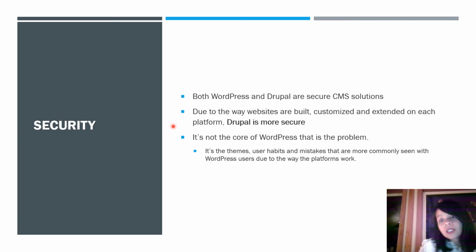Right, so I mentioned security. Both WordPress and Drupal are secure CMS solutions. I mentioned that Drupal is more secure than WordPress. That is true, but it doesn't mean that WordPress is not secure. It's just due to the way that websites are built, customized, and extended on each platform that Drupal is more secure. It's not the core of WordPress that is the problem. It's the themes, and actually the user habits and mistakes that are more commonly seen with WordPress users, just due to the way the platforms work.